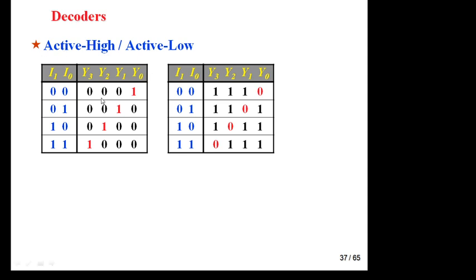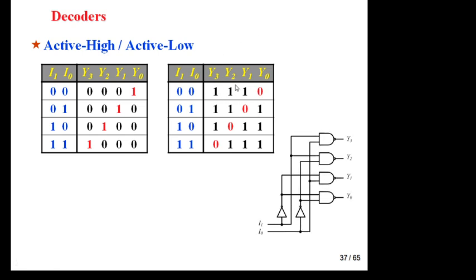This is your active high. What is the difference between active high and active low? In case of active high decoder, you will get output high when E equal to 1. But in this active low decoder, instead of E, there will be E bar. Okay, you will get output high.